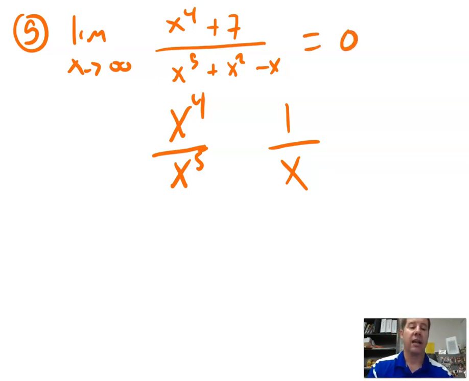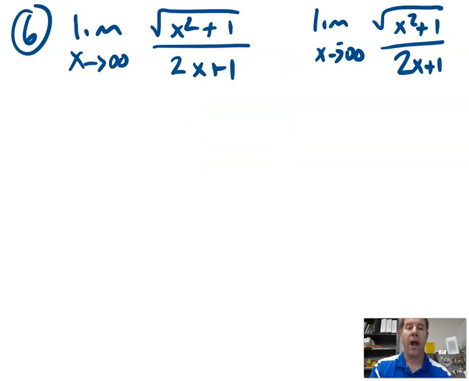Approaching this a different way, if I just use the horizontal asymptote idea, if the degree of the top is less than the degree of the bottom, we know we have a horizontal asymptote at y equals 0, so this limit would be 0. Quick and easy, just like that. We got one more example, and then we'll be done for today. All right, here we go.